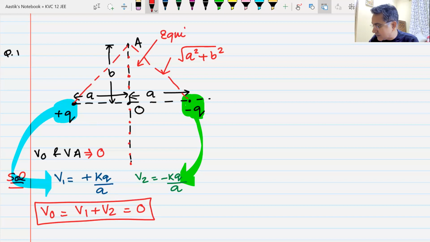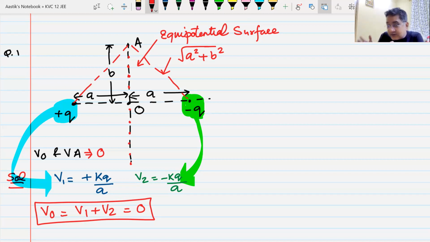Anyways, we will discuss this equipotential surface in detail. Don't worry. So equipotential surface means all the points on the surface will have the same potential, and we have come across this equipotential surface before also. Where?